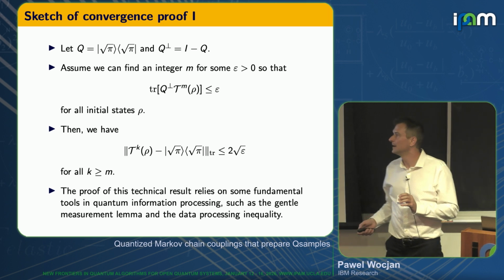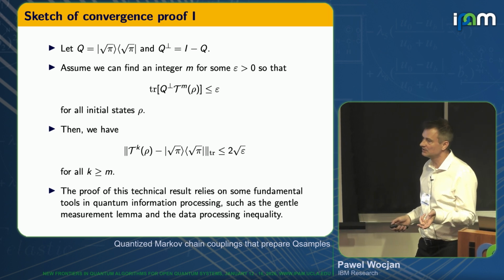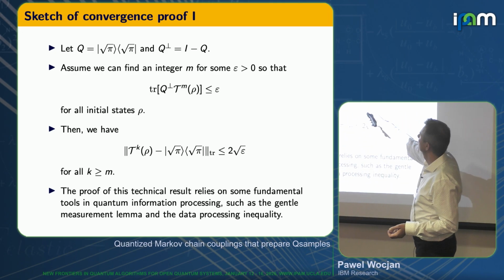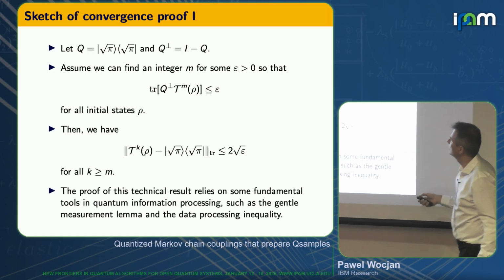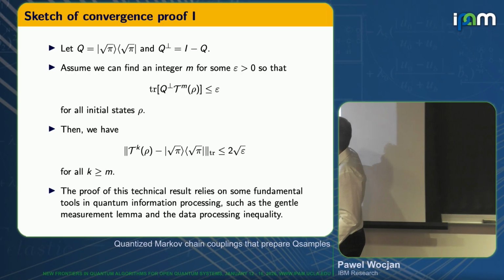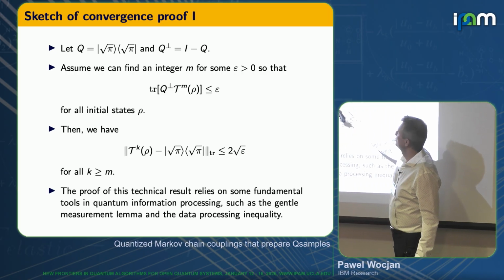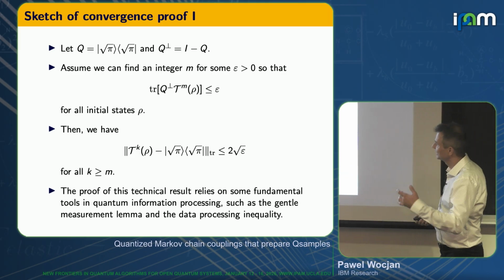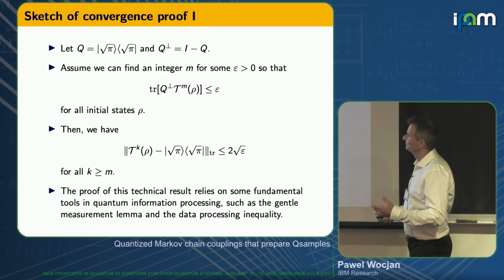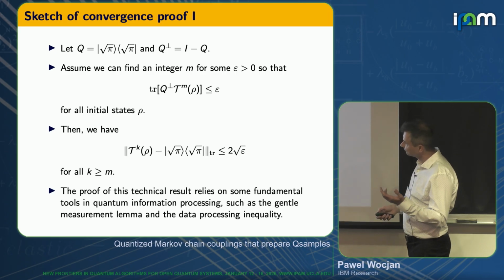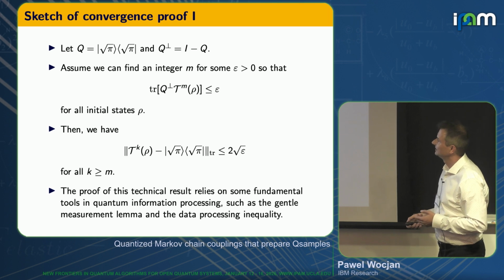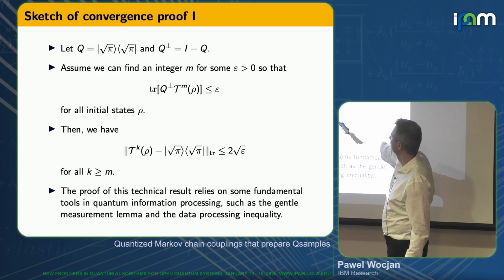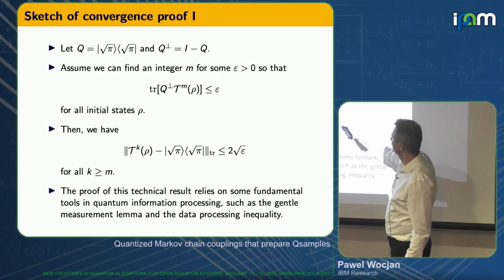What you do is you have a binary POVM. This is the projector onto the desired state, and this is the complementary projector. So basically this is the probability that you detect a bad outcome, the probability of not preparing the desired state, the Qsample, and it should be small if you run this quantum channel sufficiently many times.